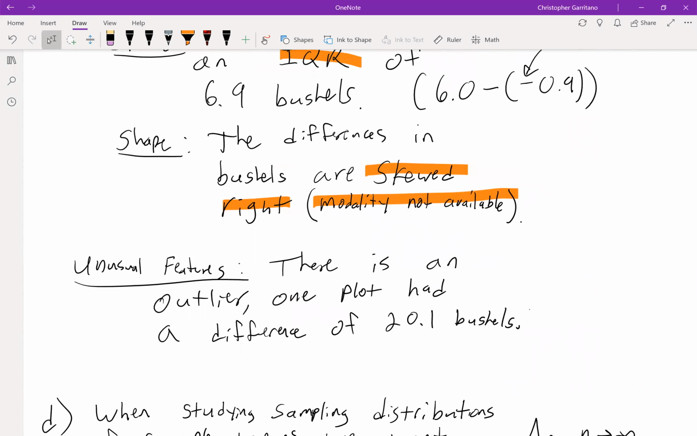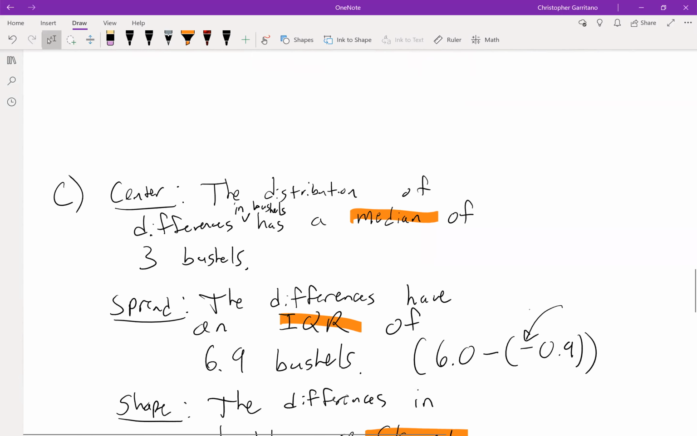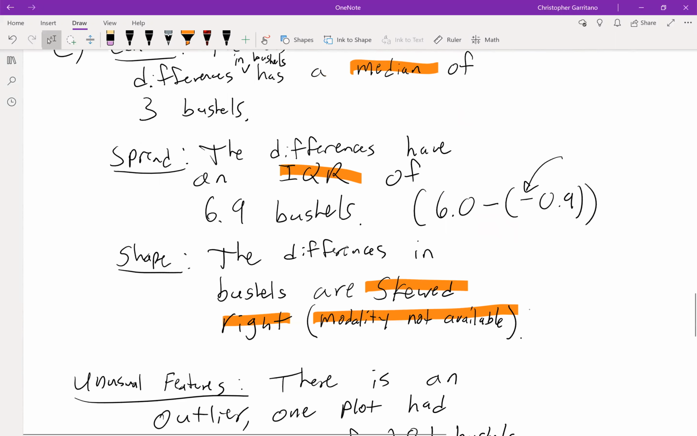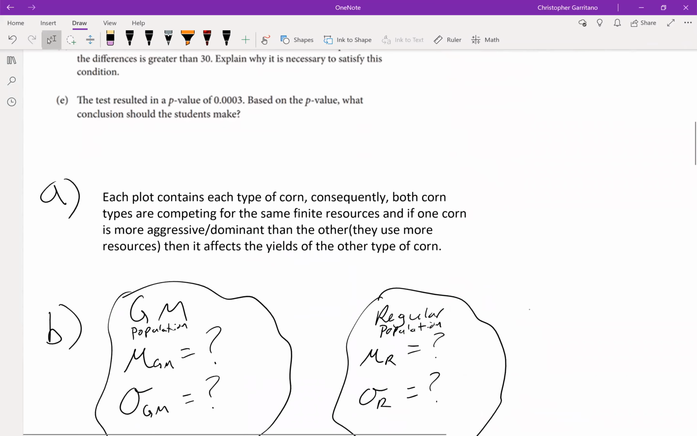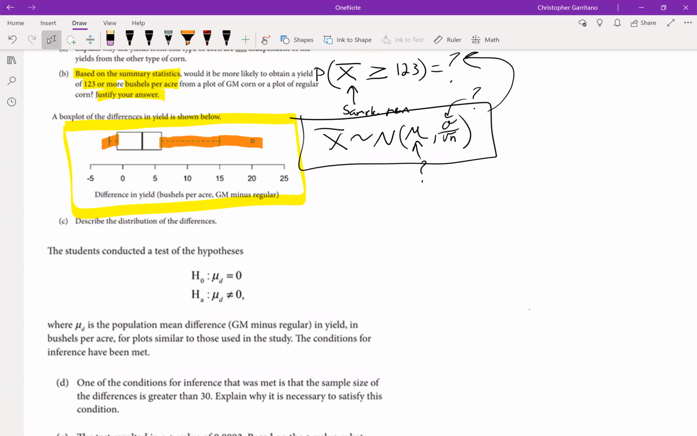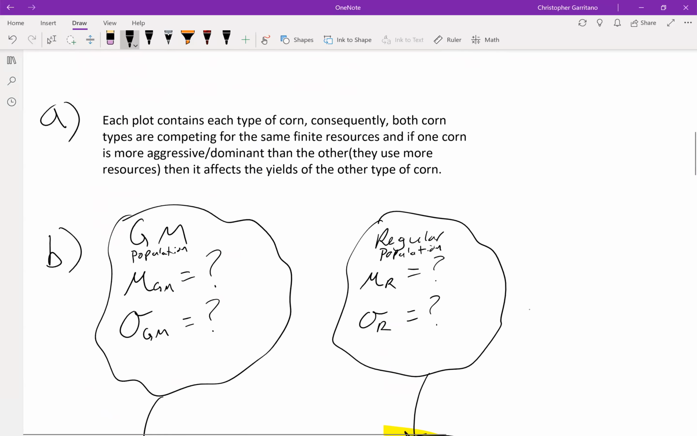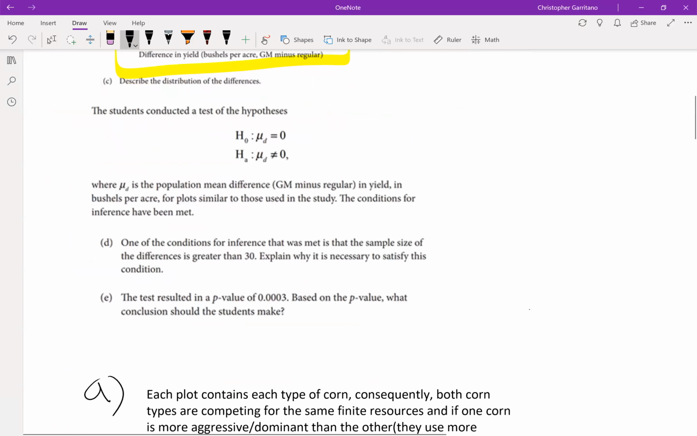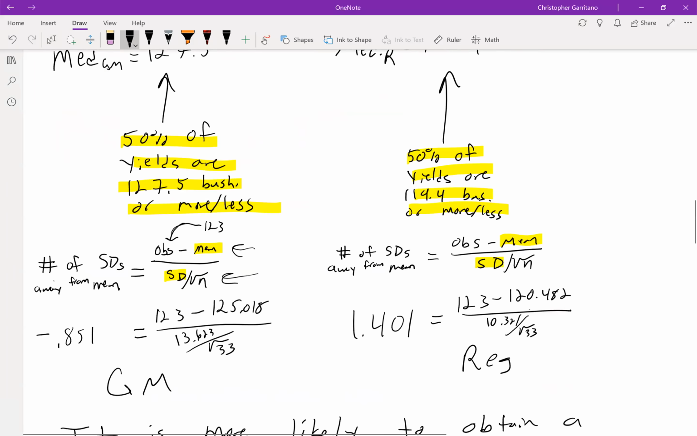And as far as unusual features go, there is an outlier. One plot had a difference of 20.1 bushels. And I can safely say that it is an outlier because in a modified box plot, whenever you see a point that's detached from one of the whiskers, either on the high end or the low end, that point is an outlier. All right. And specifically, that outlier's value is 20.1. Don't say approximately 20, it is exactly 20.1 bushels. All right, that's part C.